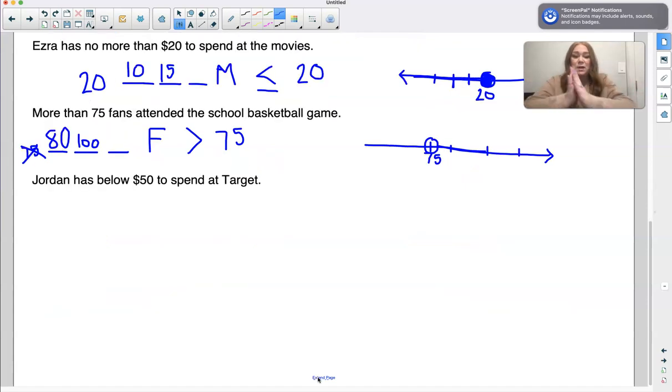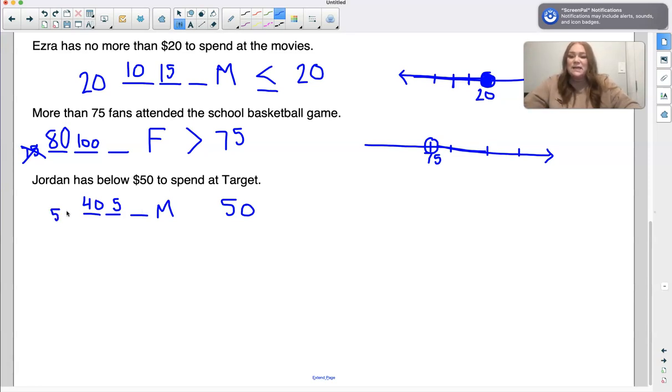Okay, last one. We did it. So Jordan has below $50 to spend at Target. So we are below 50. So we're going to do money to spend, and we're comparing that to 50. So we have below 50. So we need to write 3 options that are below 50. So maybe Jordan has $40. Maybe Jordan has $5. Tell me one other option that is below 50.